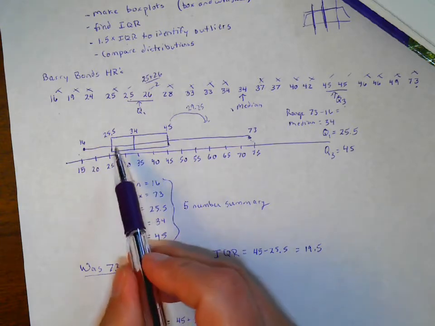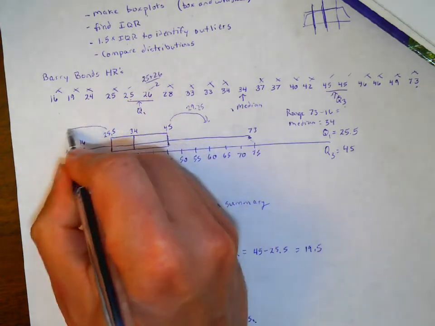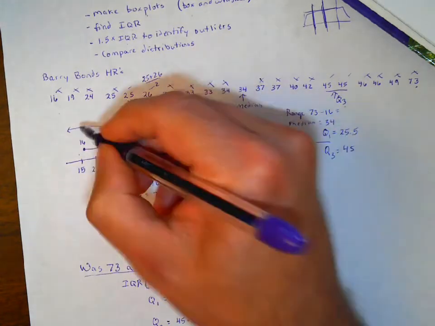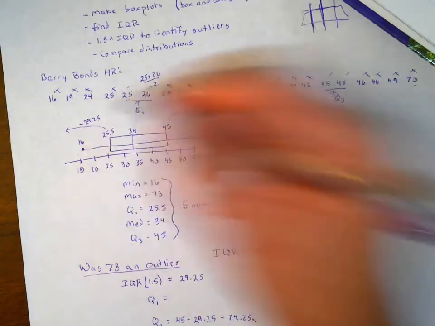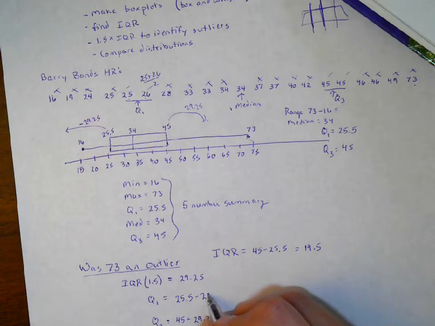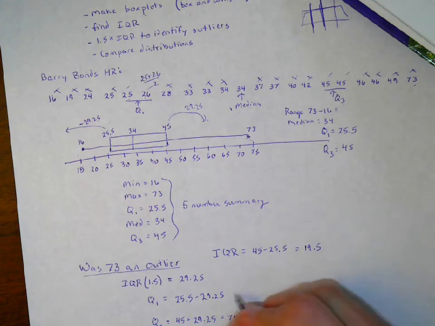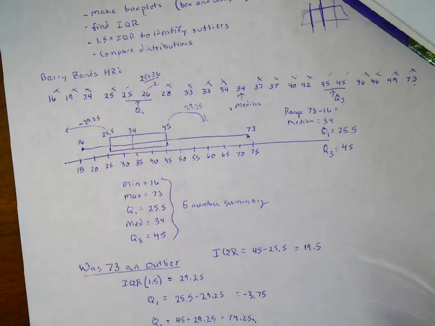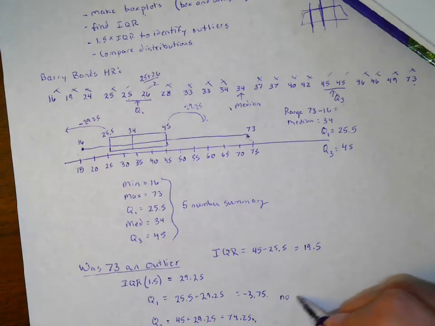If we want to find an outlier below, we take the 25.5 and we subtract the 29.25. So we take our first quartile minus 1.5 times the interquartile range, okay? And that gives us an answer of negative 3.75. And obviously there are no home runs that are below negative 3.75. So no outlier below, and there's no outlier above.